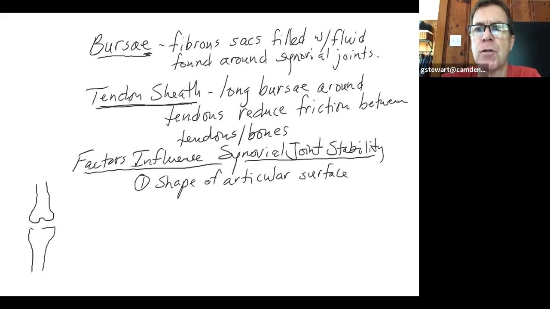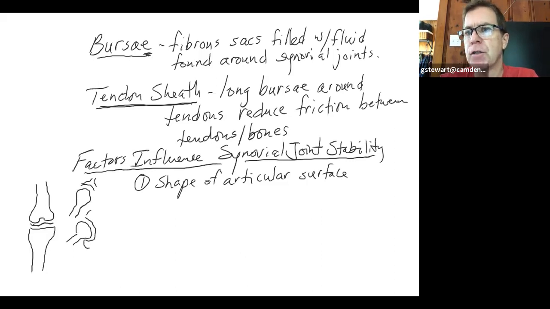The shape of this joint, the articular surface here, is very different than, say, the head of the humerus in the glenoid cavity of the scapula, or the head of the femur and the acetabulum of the hip joint of the ilium. So the shape of the articular surface influences the stability of that joint.